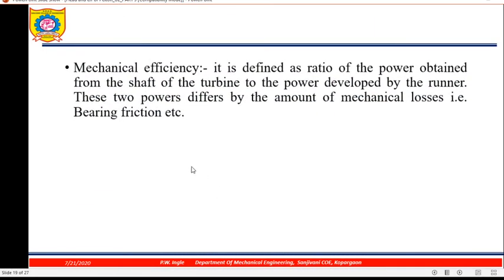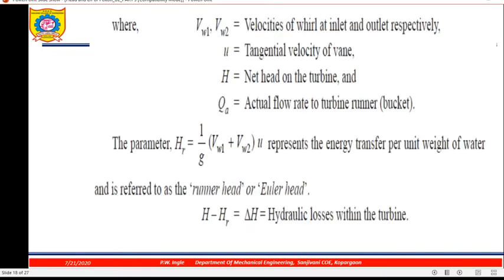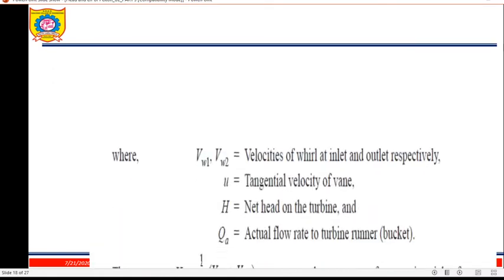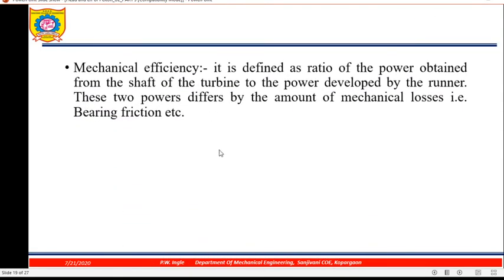Now let's have a discussion about mechanical efficiency. Initially the nozzle converts potential energy into kinetic energy, which is the input energy. By using that input, it strikes the runner, so the runner develops some power. That's why hydraulic efficiency is runner power upon input power. Now the runner gives that power to a shaft, so shaft power upon runner power is nothing but mechanical efficiency.